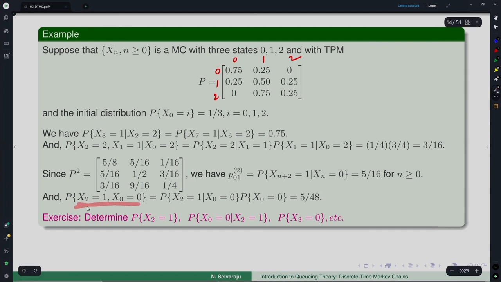Similarly, I can compute this probability. What is the probability that it starts at 0 and at time 2 it is at 1? This can be written in this way, where this is the 2-step transition probability and this is the initial distribution. So, I can compute this.